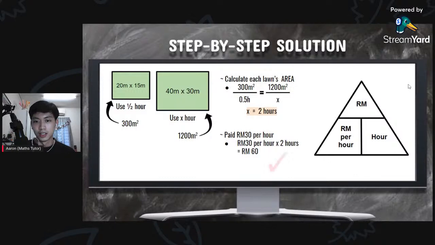All right, so this is the method. You can write it down. I'll give you some time to write it. Until here, any questions? Any questions about rates or even proportion?